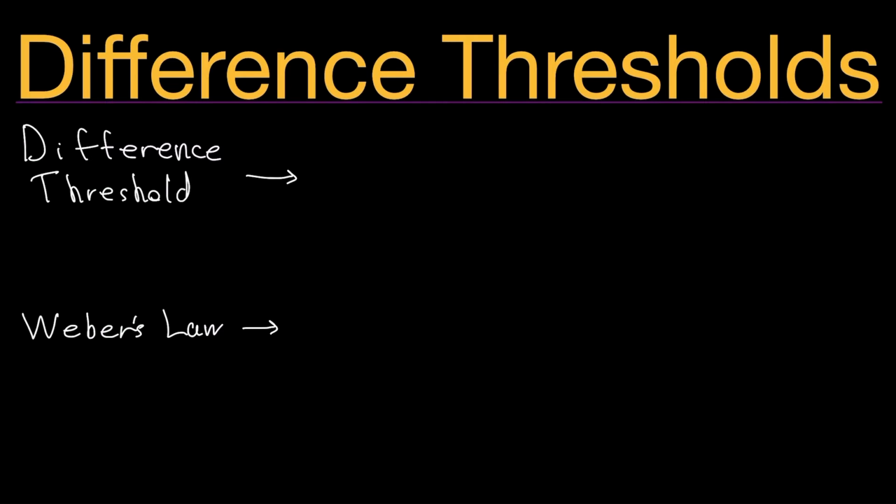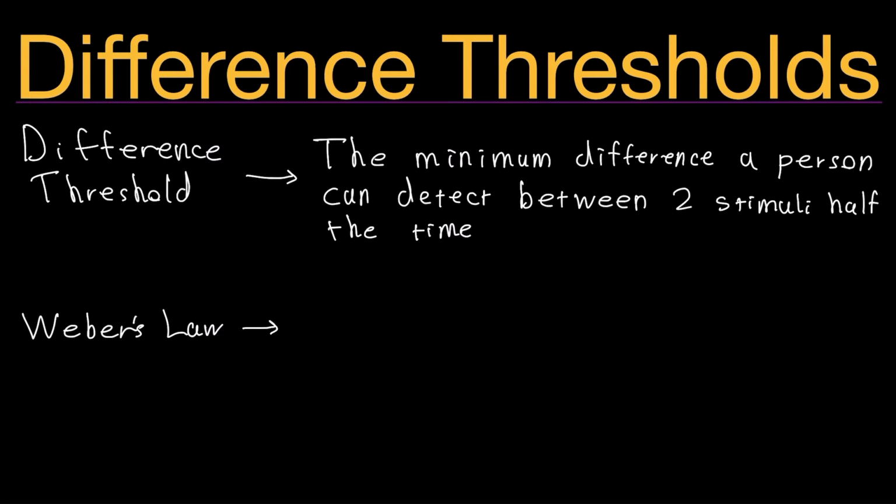In this video, we're going to talk about difference thresholds. A difference threshold is the minimum difference a person can detect between two stimuli half the time. It's also called the just noticeable difference.